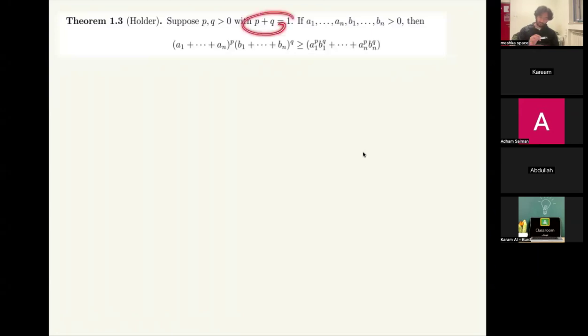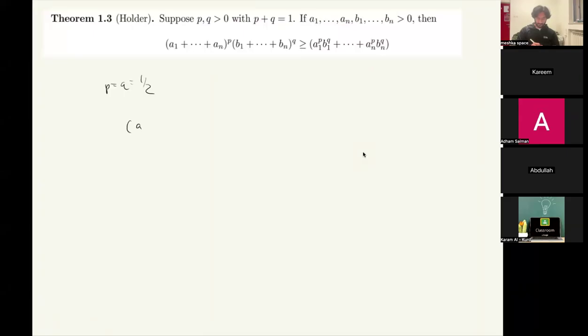We have to choose, okay, first let's consider the case where P and Q are 1/2. In this case, this inequality is saying that (A1 plus all the way to AN) to the power of 1/2 times (B1 plus ... BN) to the power of 1/2 is greater than or equal to the square root of A1 B1 plus all the way to the square root of AN BN. This version, when P and Q are a half, is called Cauchy-Schwarz.